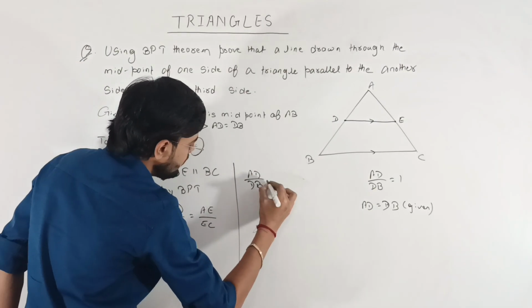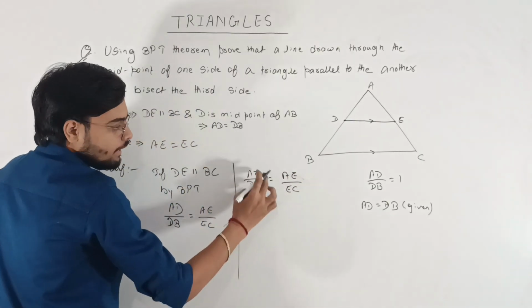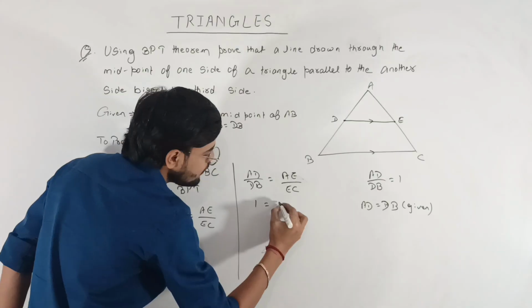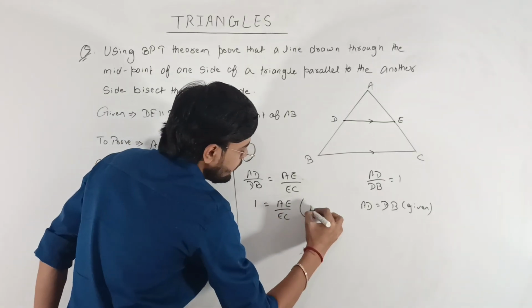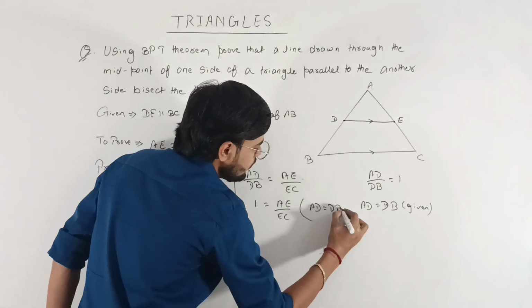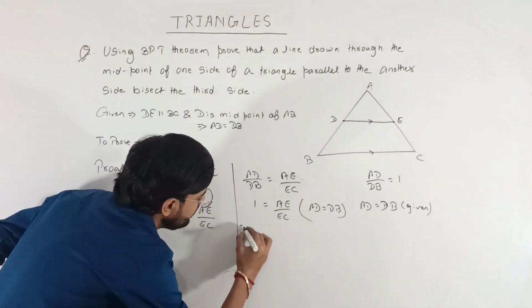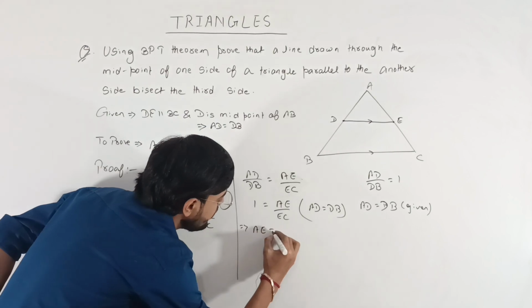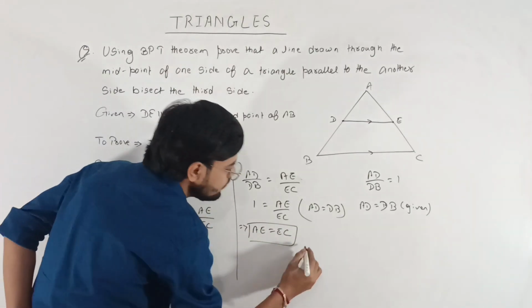AD upon DB is equal to AE upon EC. Now AD upon DB is 1, then 1 is equal to AE upon EC. Why 1? Because AD is equal to DB. Now look, this EC goes this side, then it will become AE is equal to EC. We have to prove this. AE is equal to EC.